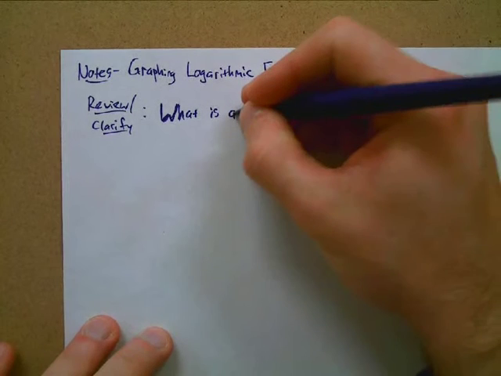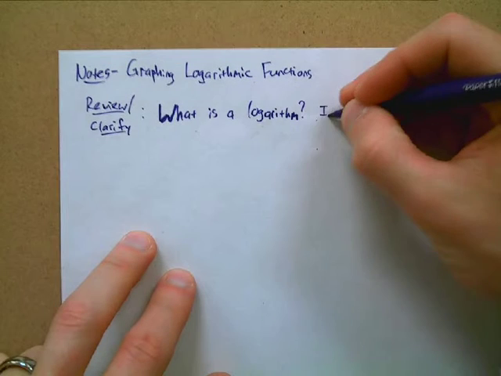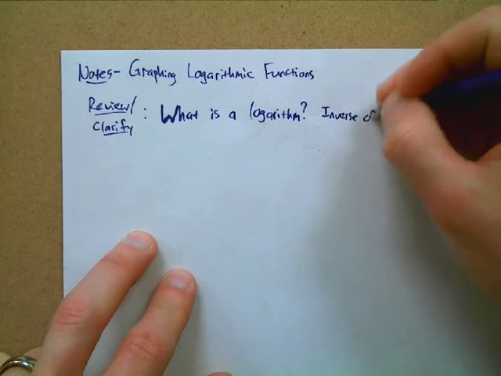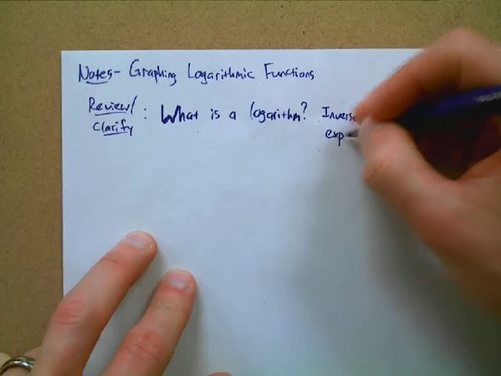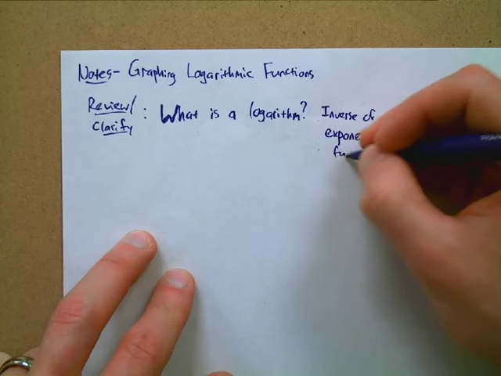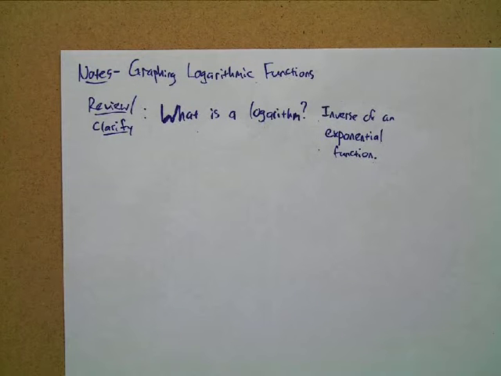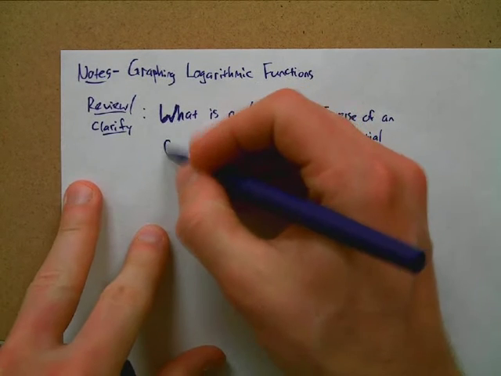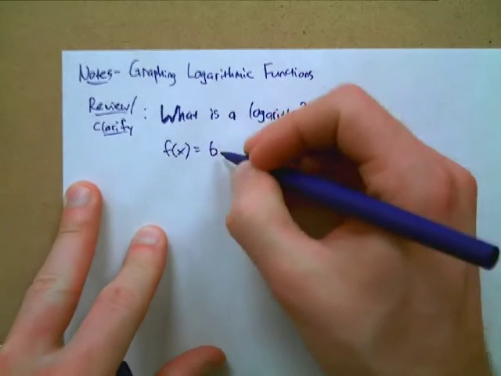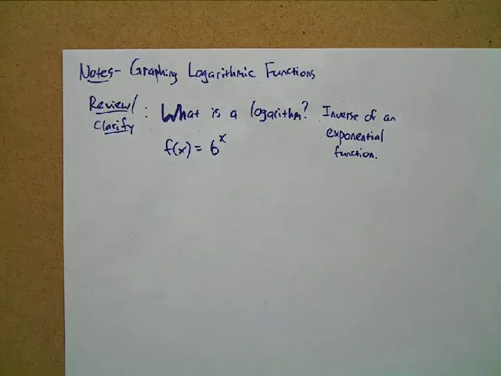So in the same way that a square root is the inverse of a square, a logarithm is the inverse of an exponential function. Okay, so what do I mean by an exponential function? An exponential function looks like this. It's got a base and it's got x in the exponent. That's an exponential function.